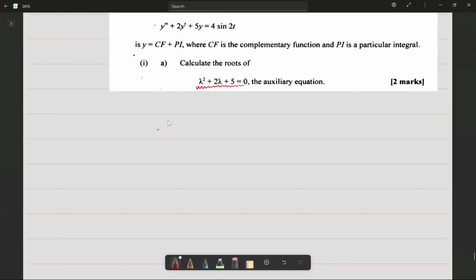I give it 2 marks if it's actually so much work. A equals 1, B equals 2, C equals 5. The quadratic formula is going to tell us that lambda is equal to negative b plus or minus the square root of b squared minus 4ac, over 2a.